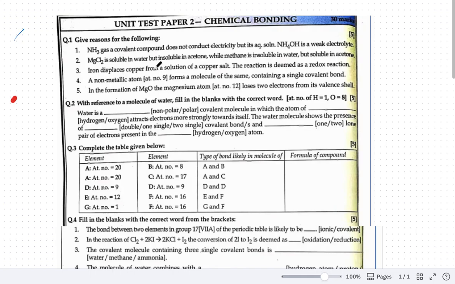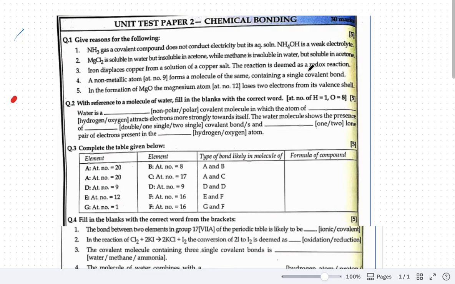Iron displaces copper from a solution of copper salt. Now this is a very common thing. Iron will displace copper. This is a displacement reaction, as you know, and iron is higher in the activity series than copper, so it will displace copper from a copper salt. The reaction is deemed as a redox reaction.